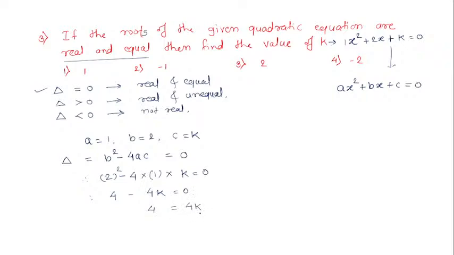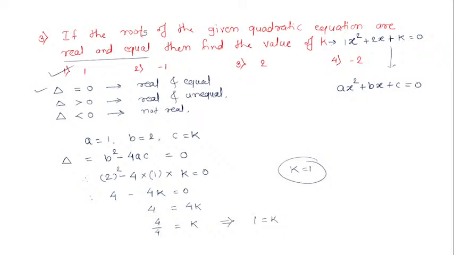Now we have to find the value of k. Transferring 4 to the other side, it is 4 divided by 4 is equal to k. That means 4 divided by 4, that's 1, is equal to k. That is, k is equal to 1. So the value of k is 1, which is given as the first alternative. So our answer for this question is 1.